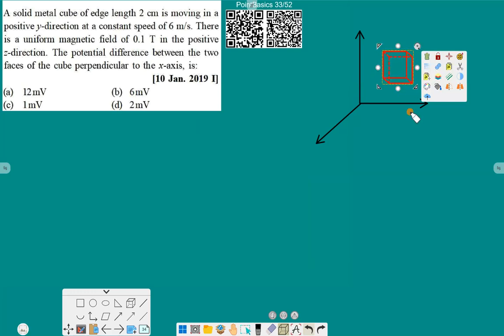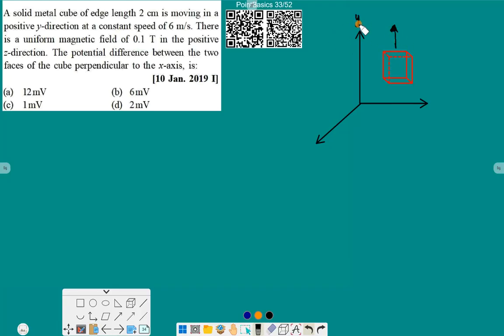Suppose these are our axes, and we have a cube. Suppose this is our cube, and the cube is moving in the y direction. So it is moving upward. Y, X, Z, and our field is in positive Z direction. This is the magnetic field. Now we have been asked the potential difference between the two faces of the cube perpendicular to the x-axis.